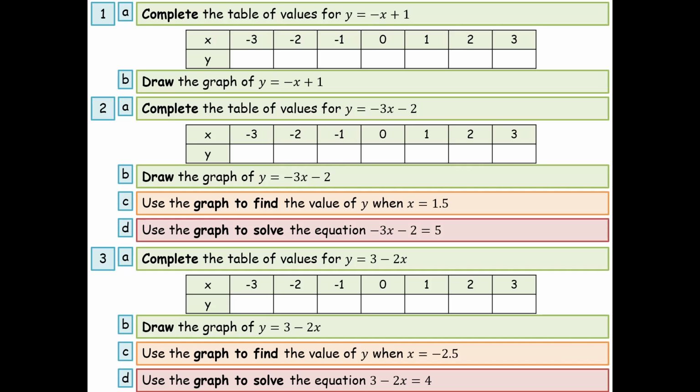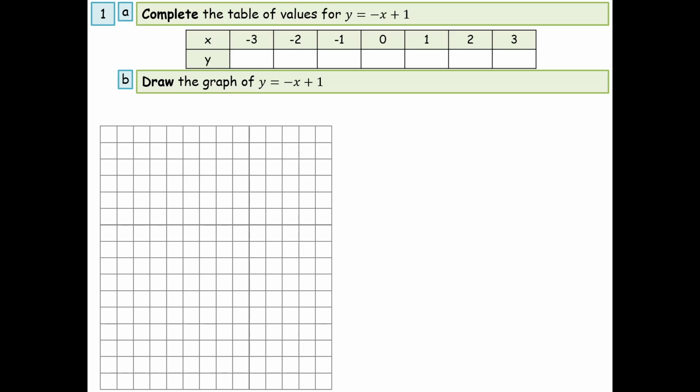Okay, question 1. It's minus x plus 1. So y equals minus x plus 1. So minus minus 3 is 3, plus 1 is 4. And then the next one would be minus minus 2 is 2, plus 1 is 3. Minus minus 1 is 1, plus 1 is 2. Minus 0 is 0, plus 1 is 1. And then it's minus 1 plus 1 is 0. And it's 2, so minus 2 plus 1 is minus 1. And then it's 3, so minus 3 plus 1 is minus 2. I want you to notice there it's going down in ones since it's minus 1x.